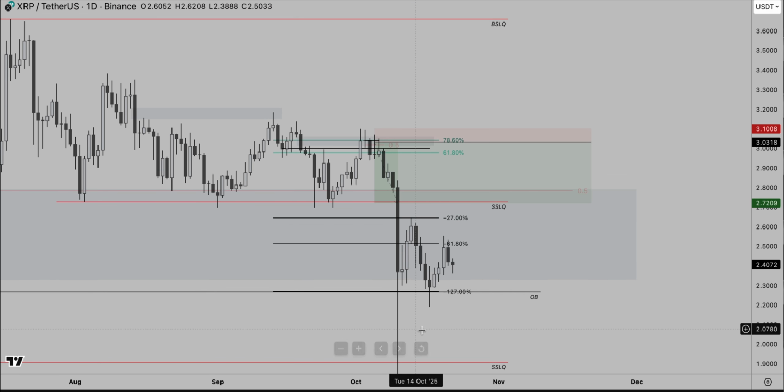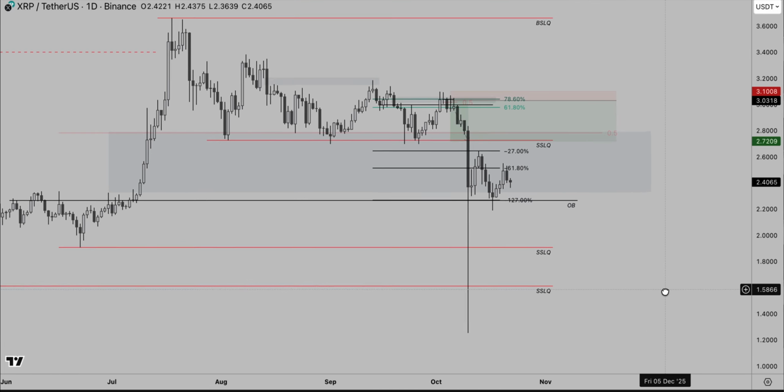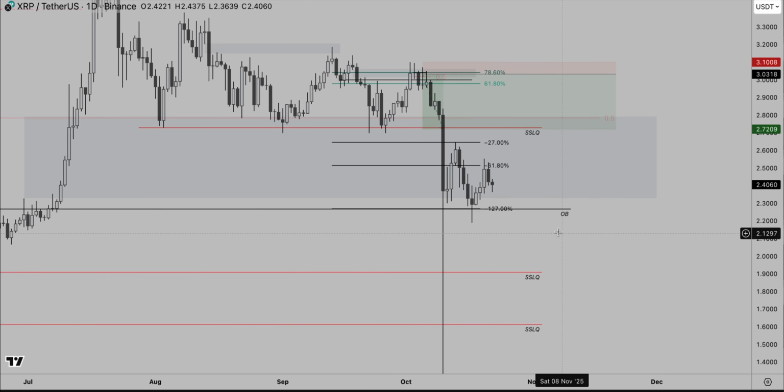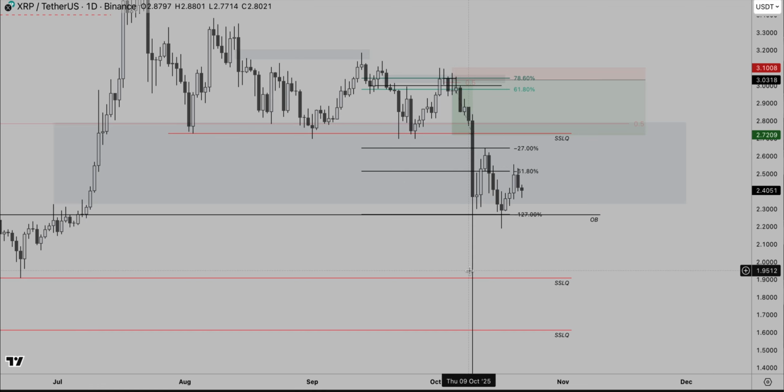And then our final target would have been, to be fair, the sell side liquidity all the way at the bottom down here. I was not anticipating price to get all the way down to the bottom, but there was a high possibility for price to get into at least 127%. Therefore, we tapped into it, we closed above it.